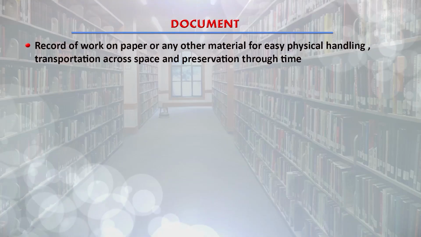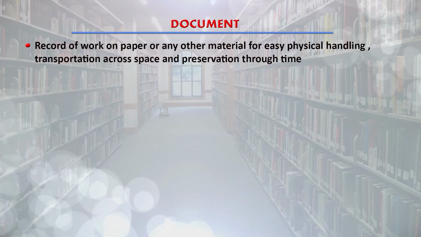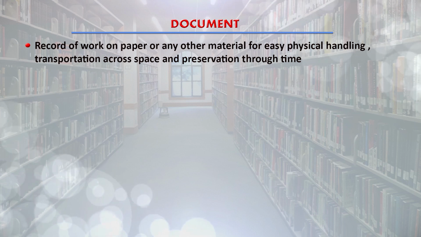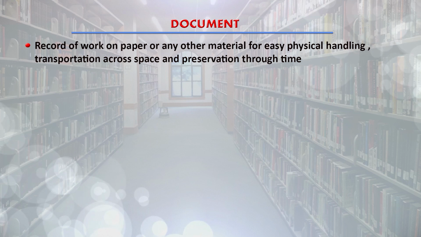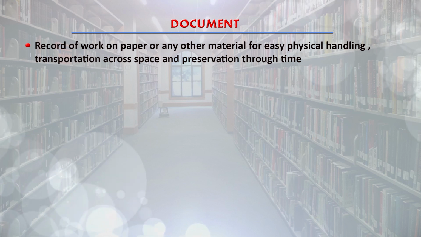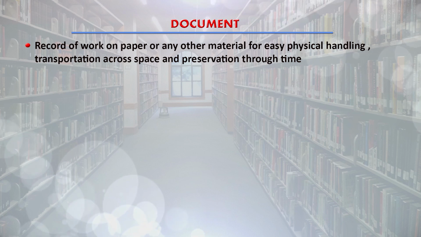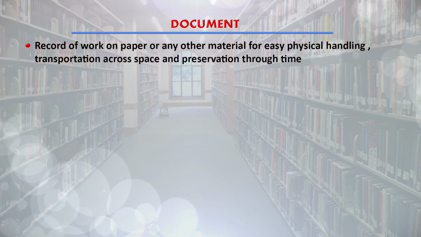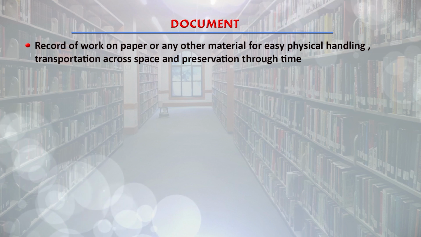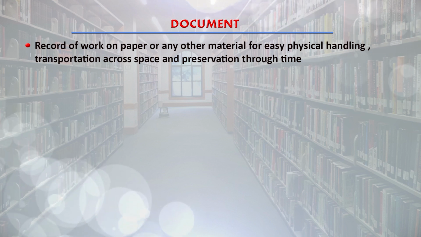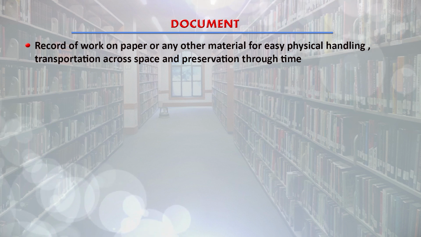So, we begin with what is the difference between a book and a document. You know, as you see here on this slide, a document is a record of work, means it is something which is recorded. I am talking here right now, if my talk is recorded, it becomes a document. Now, this recording could be on different media. One, it could be on paper. It could also be on other different types of materials.